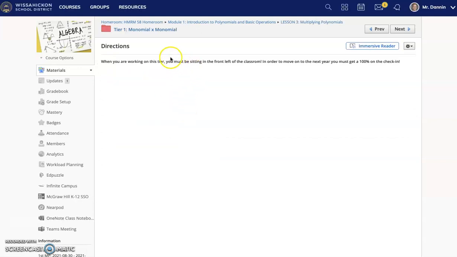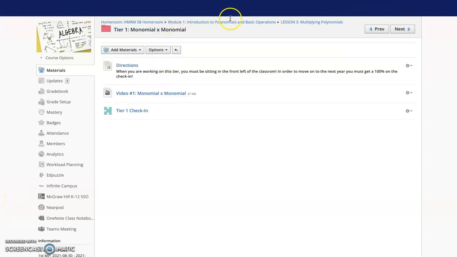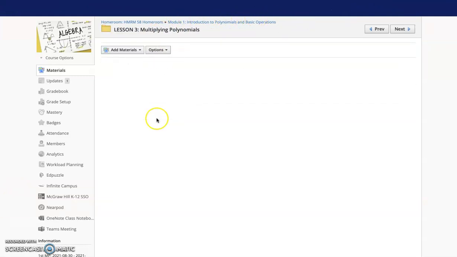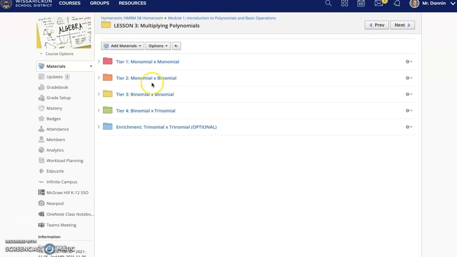The directions here say when you are working on this tier, you must be sitting in the front left of the room. In order to move on to the next tier, you must get a 100% on the check-in. The same directions can be found in each tier of this lesson, obviously putting students in different spots in the room, allowing them to work together and problem solve and develop those critical thinking and problem solving skills.